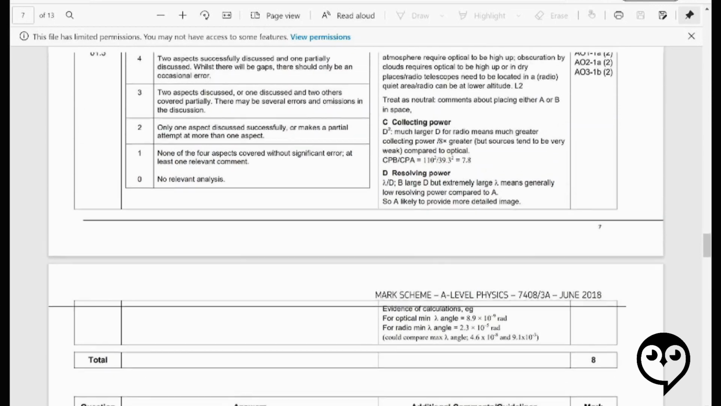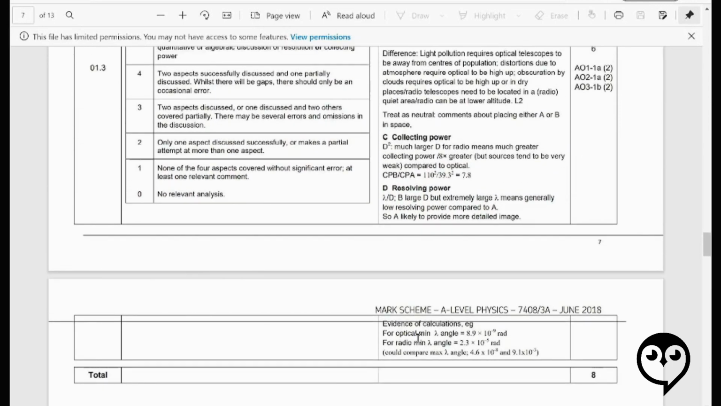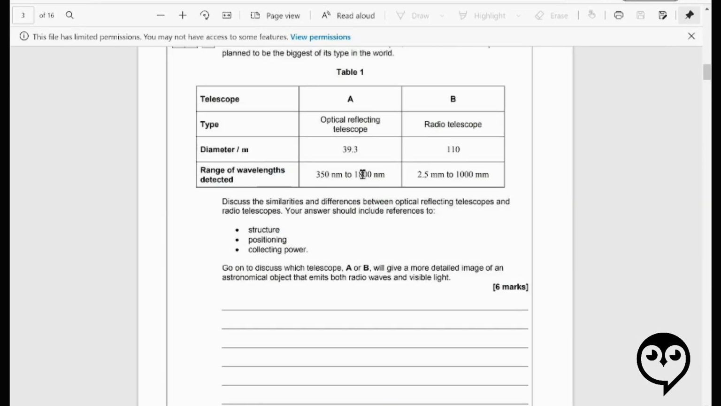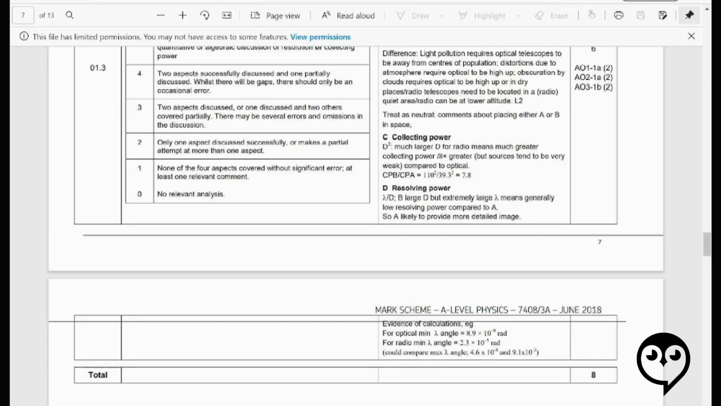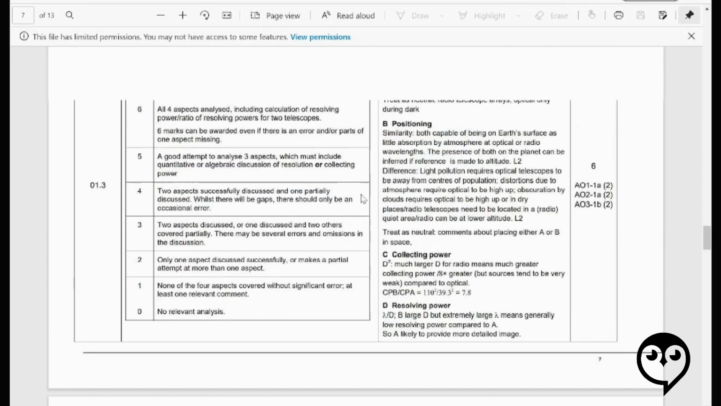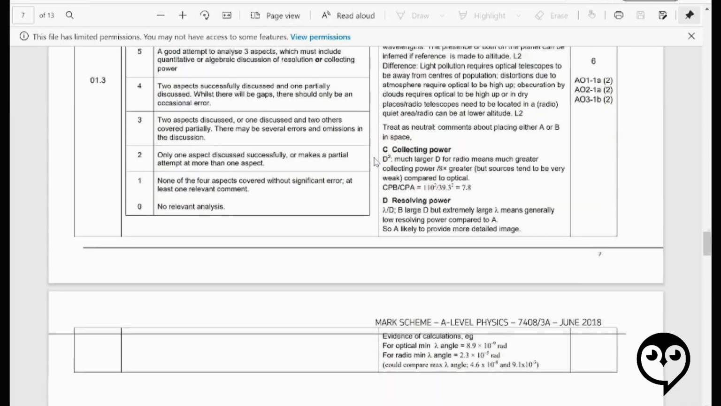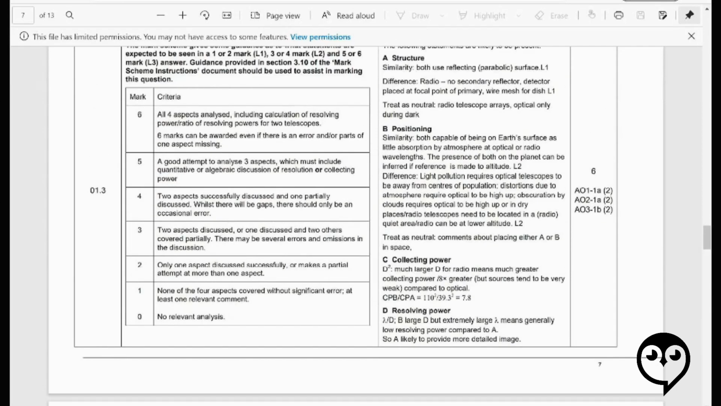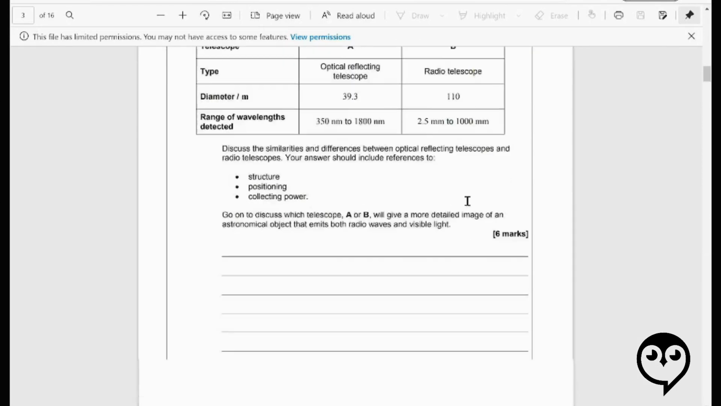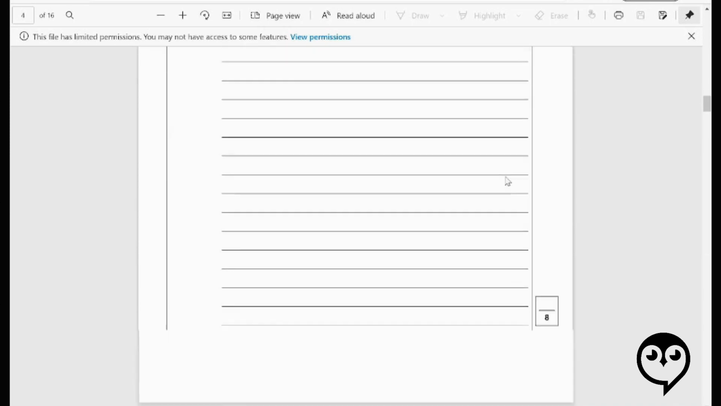Anything else here? Evidence of some calculations. Yeah, okay, so remember that they give you a range of wavelengths here. So what you could do, you can compare the minimum wavelengths for each, you can compare the maximum wavelengths for each, and you can see there what we're talking about, resolution power measured in radians. Okay, so I think there's 4 things you can talk about, and if you can mention 1 or 2 things for each, you'll have more than enough to get the 6 marks there. Just make sure you're practicing this sort of thing.